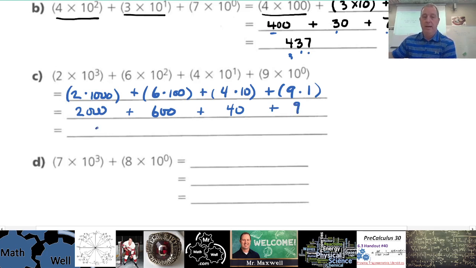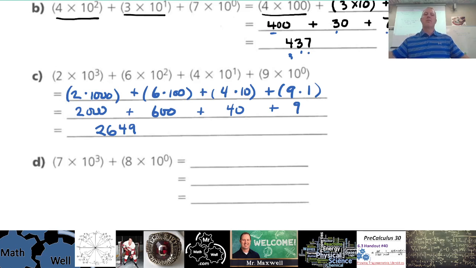So we have 2,000. Then the next space is the hundreds. We have 600s actually. 2,600. Next space would be the tens. So we have 4 tens and 9 ones. So 2,649 is the number that's represented here. Okay, any questions there?